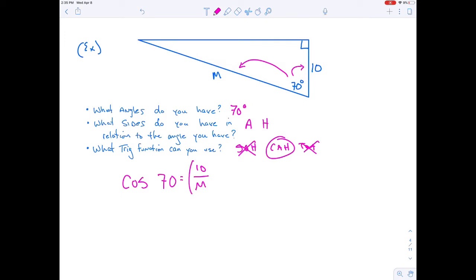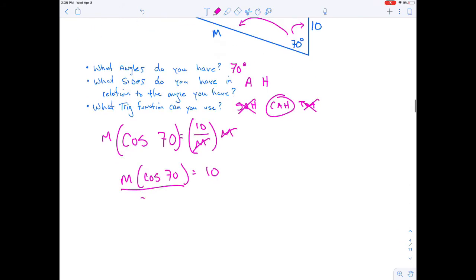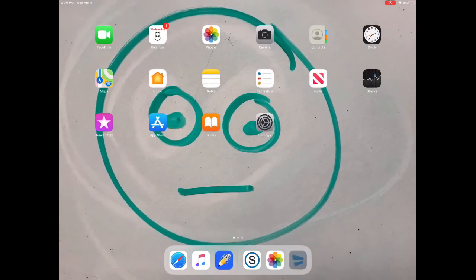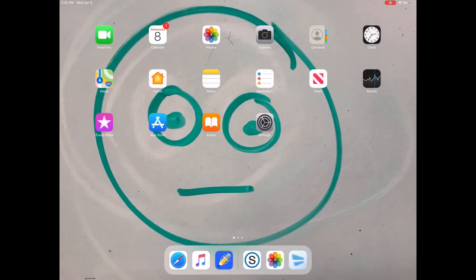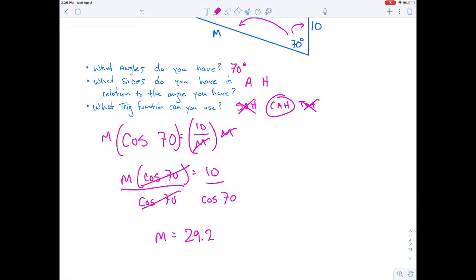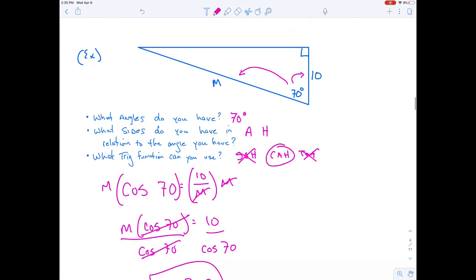Now, a couple things we could do here. We could use the same exact approach as last time, multiply by a common denominator. We would get M times the cosine of 70 equals 10. That's fine. And then I'm going to divide both sides by the cosine of 70. I haven't actually typed this into my calculator yet. I want to do that all at once. Cancel out my cosine of 70, and M is whatever 10 divided by the cosine of 70 is. So let's go to my calculator. 10 divided by the cosine of 70 is 29.2. So we're going to go ahead and say 29.2 is our correct answer.